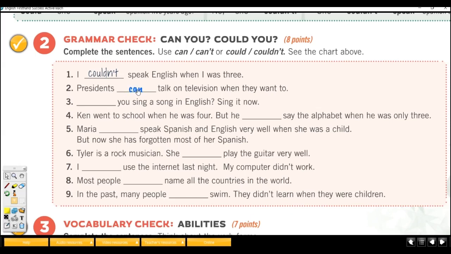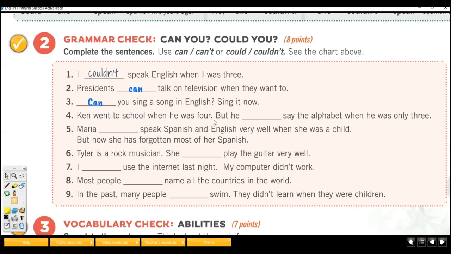Okay, I'm gonna write them down. Okay, presidents can talk on television whenever they want to. Okay, whenever you ask a question, it should be can. Okay, 질문 물어볼 때 항상 can으로 시작하는 거예요. Can't로 시작하지 않아요. We don't start with can't. We start with can.